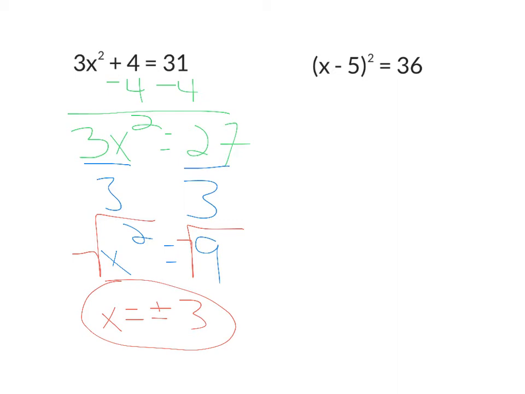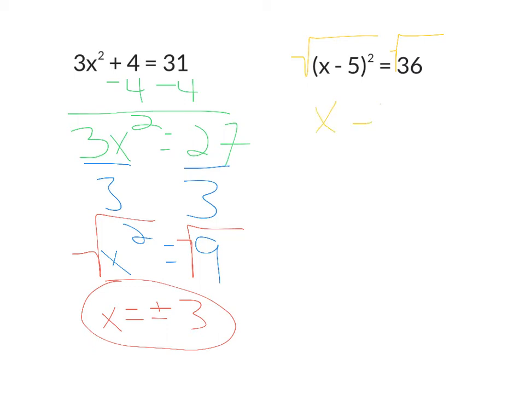Now our next example is a little bit more tricky. I have the quantity of x minus 5 squared equals 36. Well, since the subtraction is in parentheses, I can't get rid of that yet, so I have to get rid of my exponent first by taking the square root.